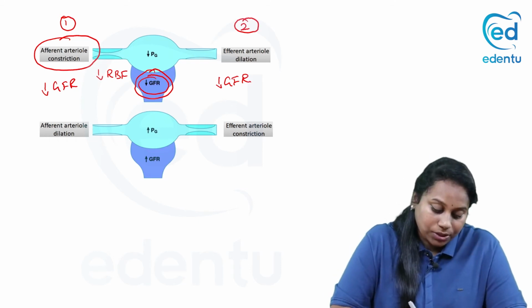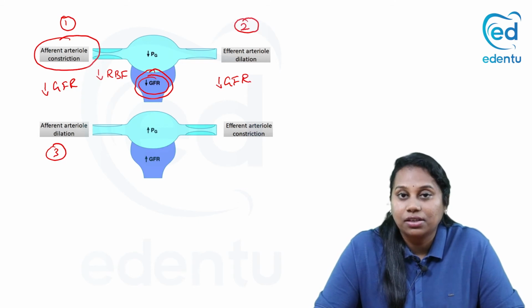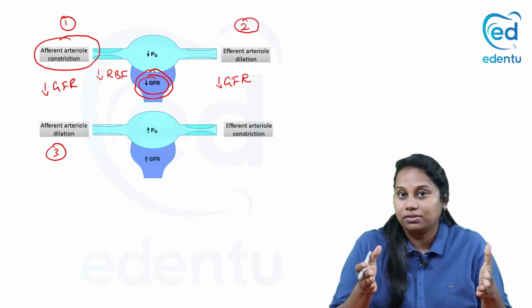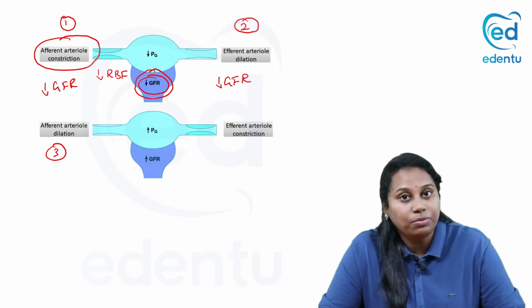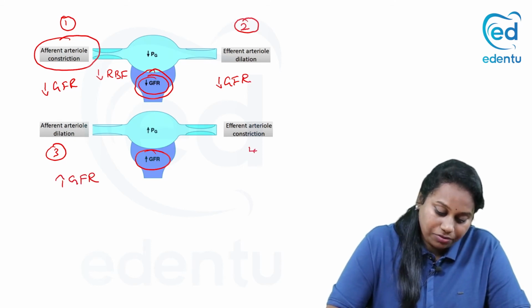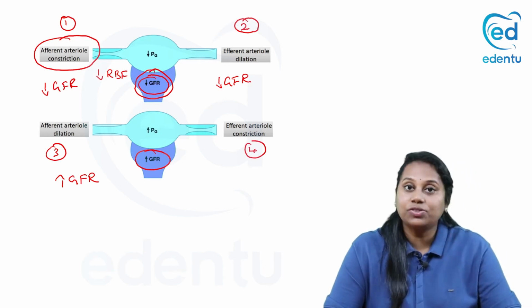Clear? So third factor, afferent arteriole dilation. See, if your arteriole which is bringing in the blood is going to dilate, obviously there is going to be more blood flow. So when there is more blood, more will be filtered. So this increases the GFR. The fourth factor, efferent arteriole constriction.